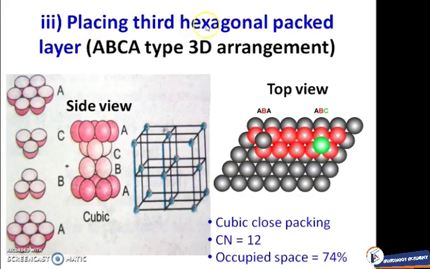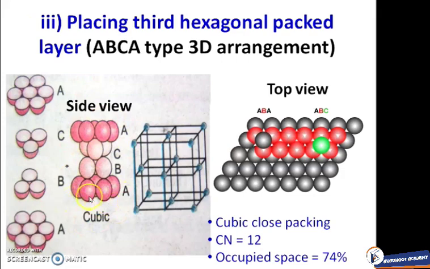Now the next arrangement, placing of the 3rd hexagonal packed layer, that is the ABC type of 3-dimensional arrangement. Again you consider the bottom layer, that is A type, then the second layer, that is B, which is different from A, then the third layer, which is different from the first and second. It is totally different. Then this is the 4th layer, which is the same as the first. Then above this there will be B, which is the same as the second layer. So in this way, this arrangement is A, B, C, A, B, C and so on.